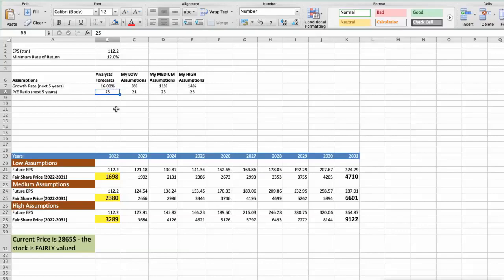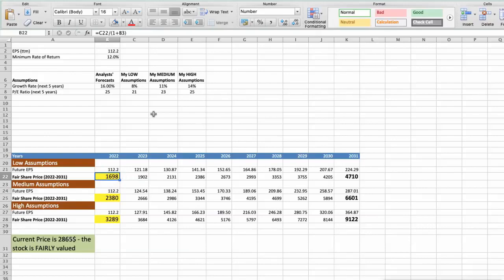First scenario. Google will have bad performance in next 5 years, and we will use the following parameters in our calculation. Future growth rate would be low, 8%. Future P/E would be low, 21. In this case, the fair value of the stock today would be $1,698.